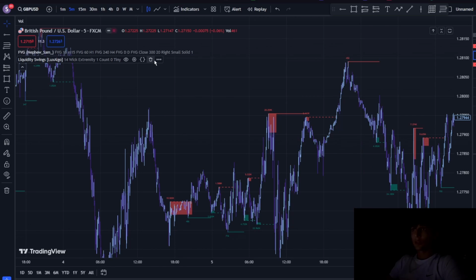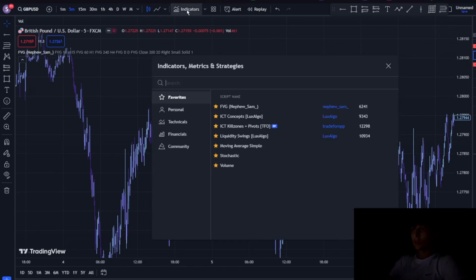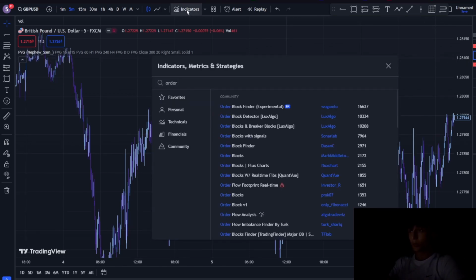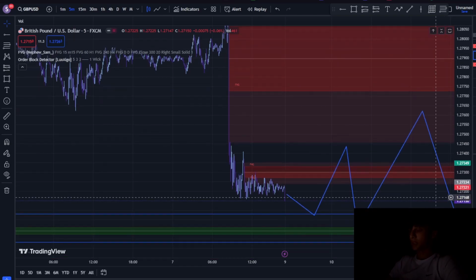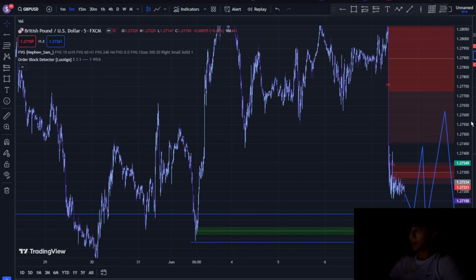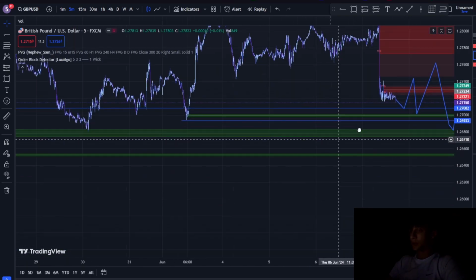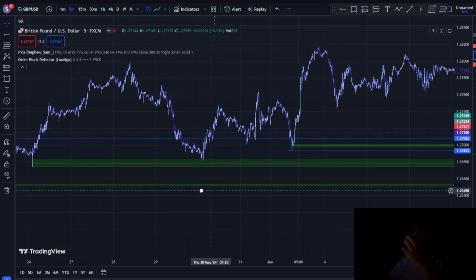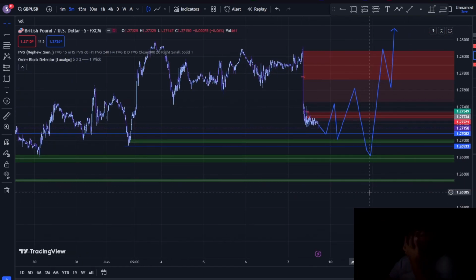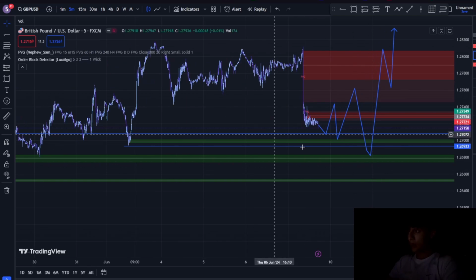Order blocks, I don't know if there is an actual indicator, but probably Lux Algo. He has some really good ones. It just highlights potential order blocks. This is kind of confusing. Oh yeah, see, boom, it just bounced off that order block. My prediction kind of correlated with the order block too.